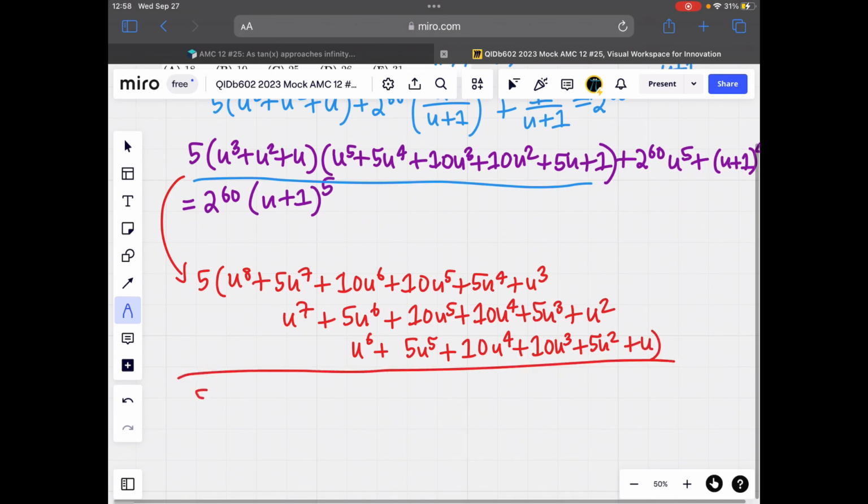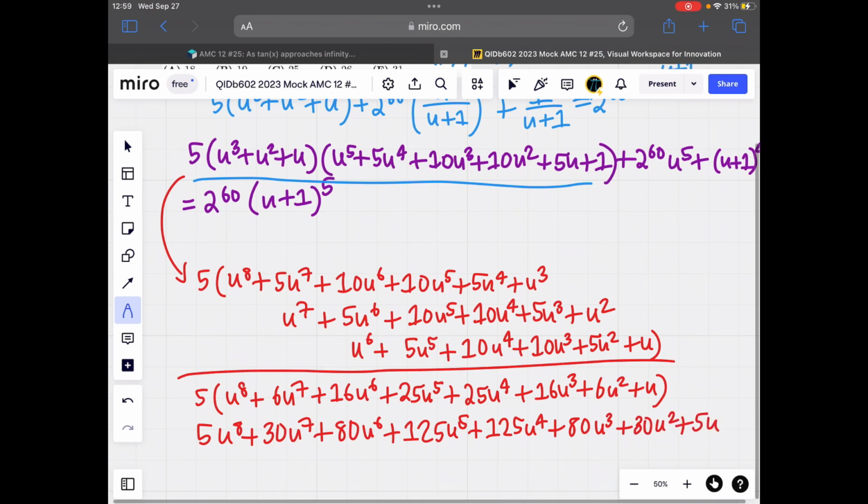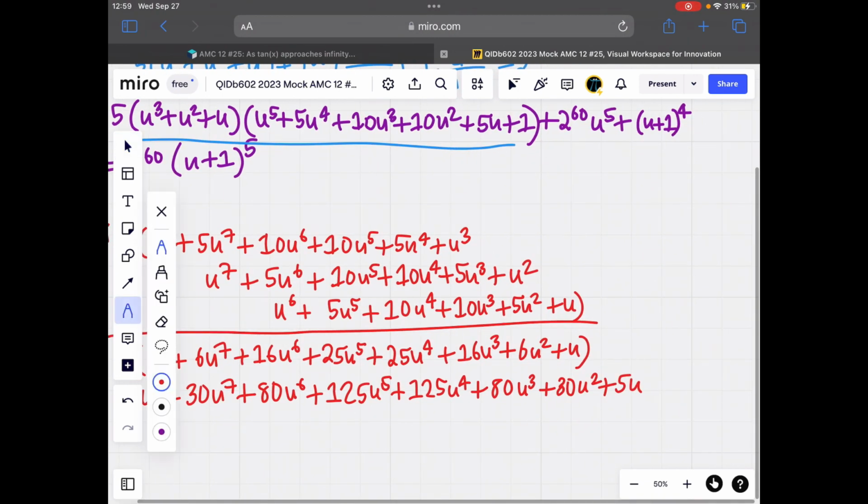So when we add this all up, we get 5 times u to the 8th plus 6u to the 7th plus 16u to the 6th plus 25u to the 5th plus 25u to the 4th plus 16u cubed plus 6u squared plus u, which is 5u to the 8th plus 30u to the 7th plus 80u to the 6th plus 125u to the 5th plus 125u to the 4th plus 80u cubed plus 30u squared plus 5u. And then what do we want to add to that? Well, we want to add 2 to the 60, u to the 5th.